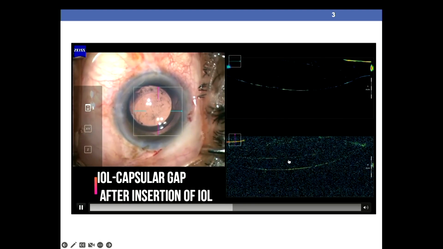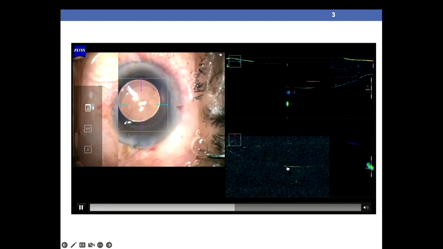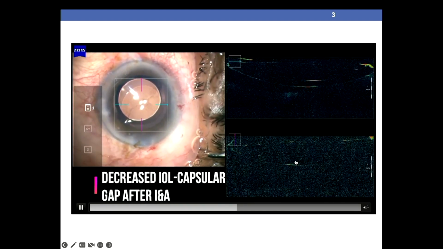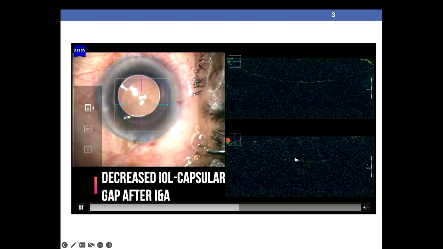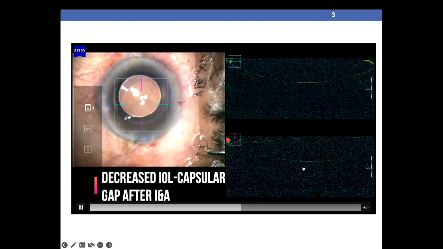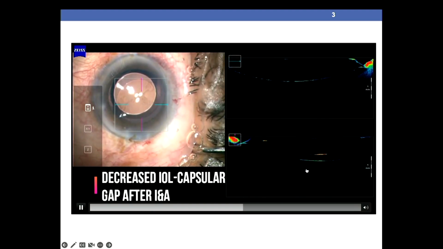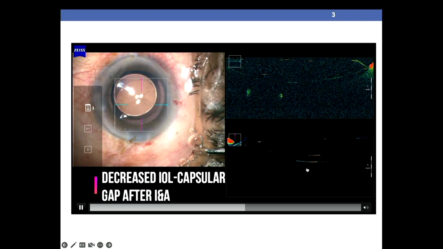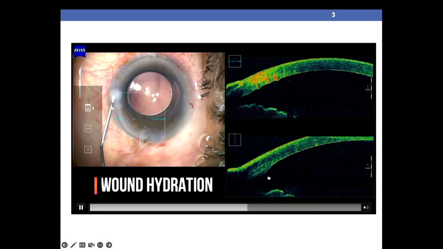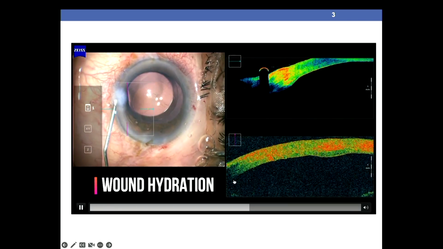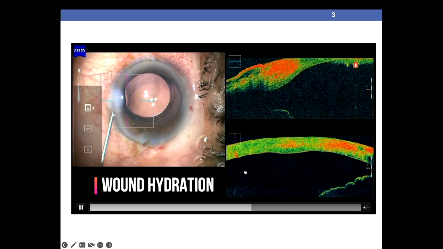And when the viscoelastic is there, this gap is increased. But when you aspirate the viscoelastic, the gap between the PC and the intraocular lens decreases. And this helps you to know whether the viscoelastic has been completely aspirated or not. Then when you do the wound hydration, the spindle of the wound hydration can be seen.